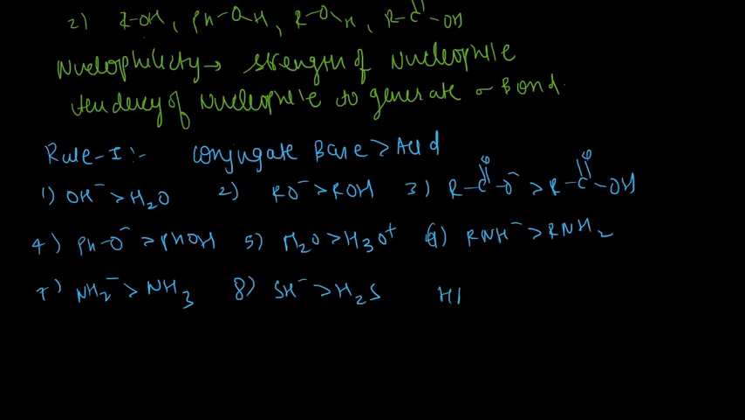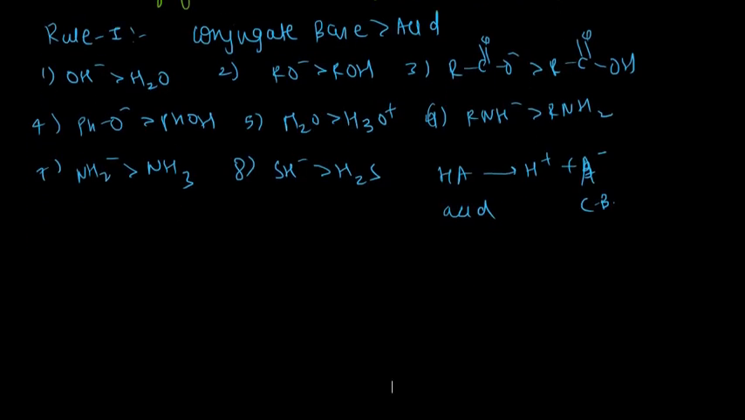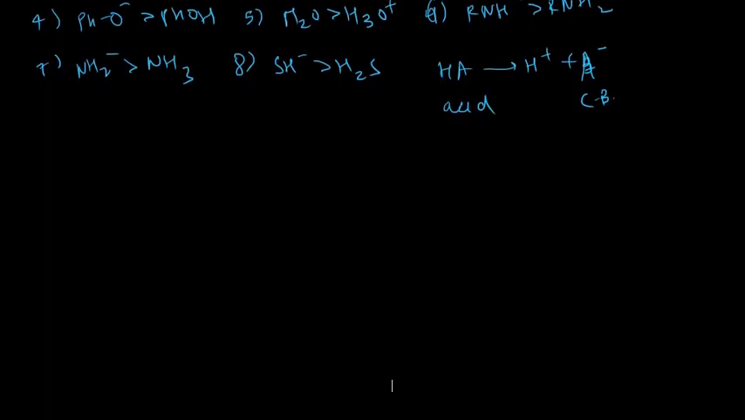So when we have an acid HA, it will give H plus and A minus. This is the acid and its conjugate base. So a conjugate base always has a greater nucleophilicity than the regular acid.